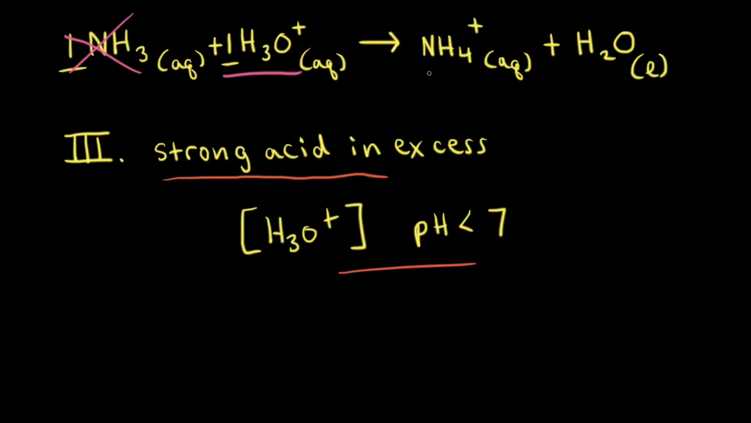And while it's true that the ammonium cation can function as a weak acid and also increase the concentration of hydronium ions, it's such a small increase compared to the hydronium ions we have in solution from our strong acid that we don't need to worry about the contribution of the ammonium cations. We can just treat this like a strong acid pH calculation problem.